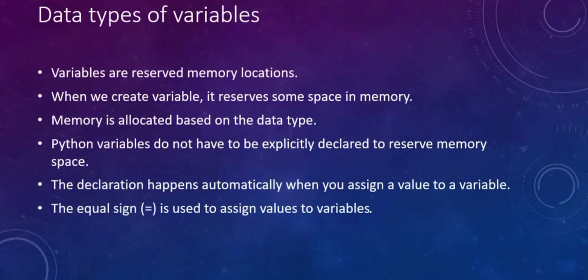First of all, what are the data types of variables? Variables are reserved memory locations. When we create a variable, it reserves some space in the memory for us. Memory is allocated based on the data type that we pass on. Python variables do not have to be explicitly declared to reserve memory space. The declaration happens automatically when you assign a value to a variable. The equal sign is used to assign values to variables.